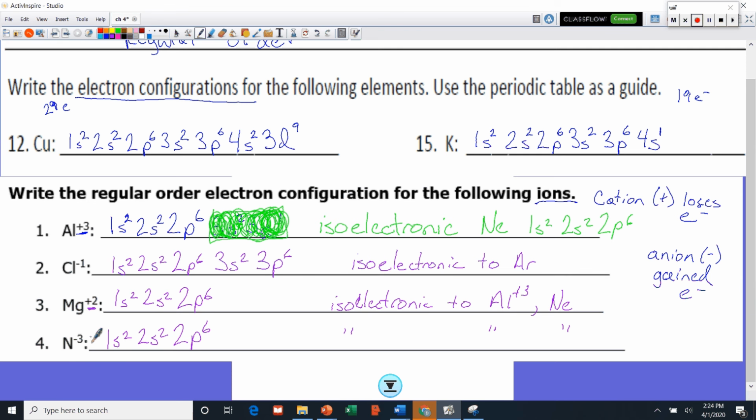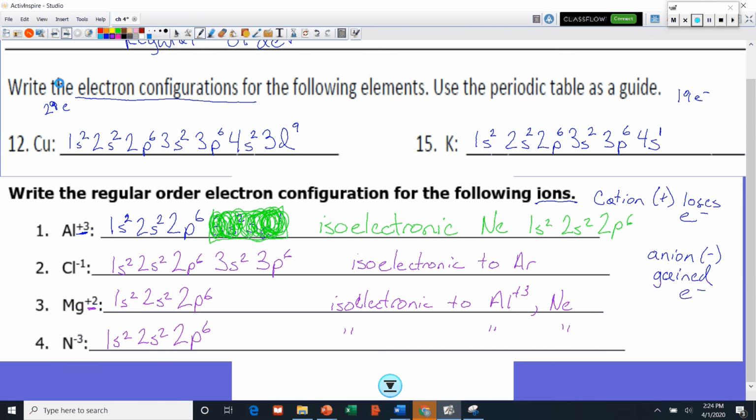And then what we find out as well is that the nitrogen ion, N minus 3, is 1s2, 2s2, 2p6 as well, because it gained 3 electrons. So going from 2p3 to 2p6, we find that it is isoelectronic to aluminum plus 3, neon, and magnesium plus 2. They all look the same as far as the electron configuration.